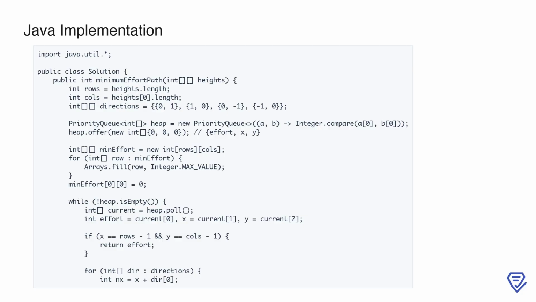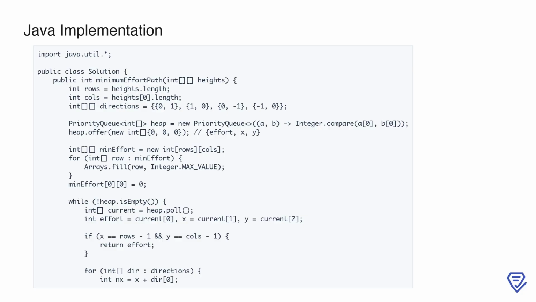Next, we initialize a priority queue, heap, to store our traversal states, where each state consists of the current effort, x-coordinate, and y-coordinate. The queue is sorted by effort in ascending order to ensure we always process the least effort path first. We also create a min-effort array to track the minimum effort required to reach each cell, initializing all cells to Integer.MAX_VALUE except the starting cell at the top left corner, which is set to 0.